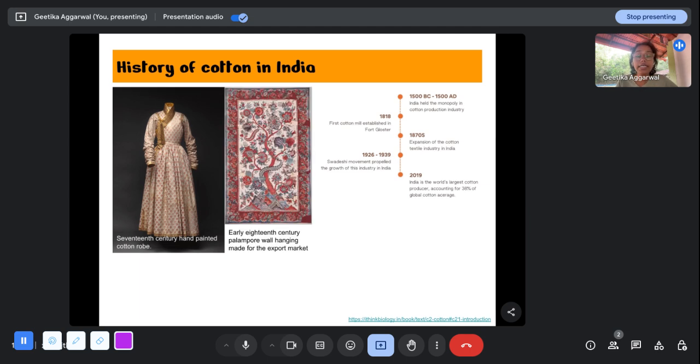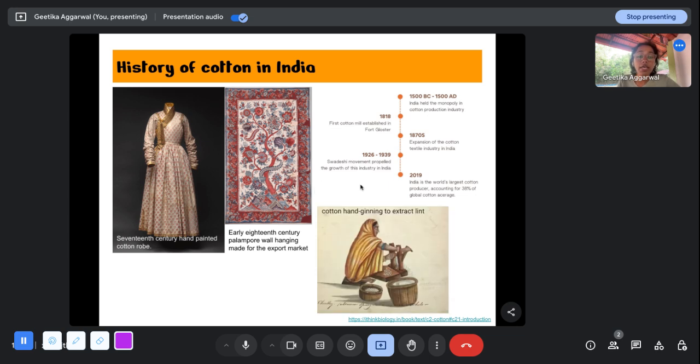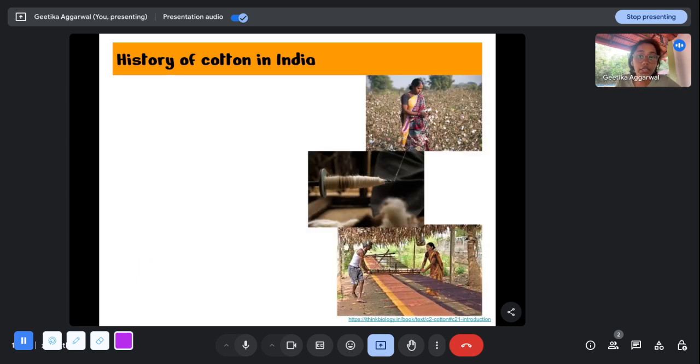Again, there is this early 18th century palampore. It's a wall hanging which is made out of cotton. You can see how delicate the work done in this is, how different colored fabrics have been used. Then here, this is what hand ginning looked like. Ginning is basically extracting the lint from the cotton seeds. So in India, cotton was mostly extracted using a ginning technique, and they used these hand machines.